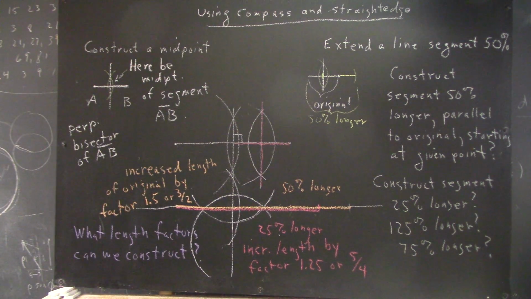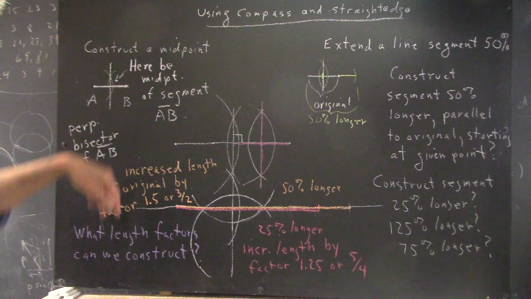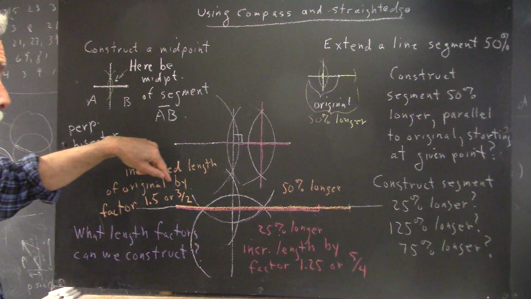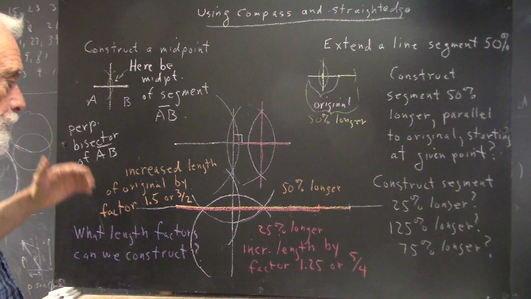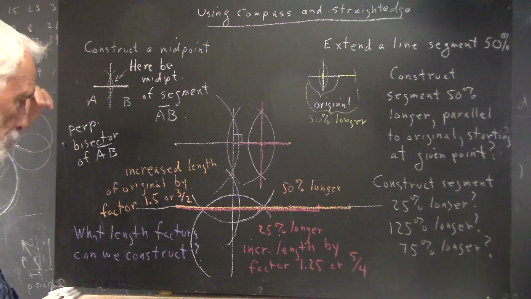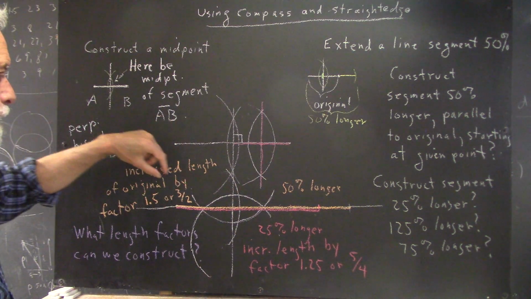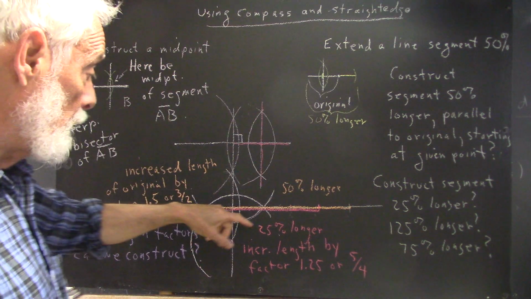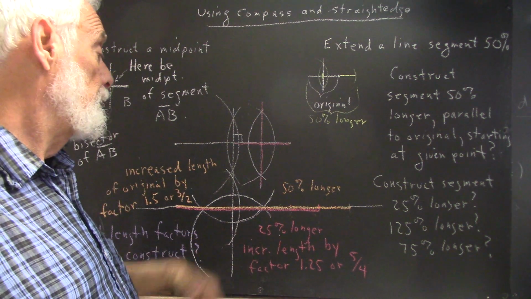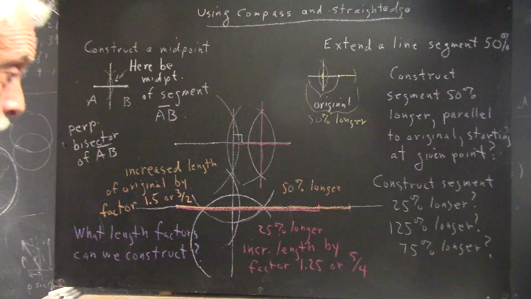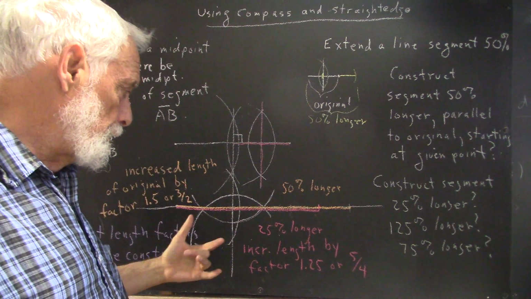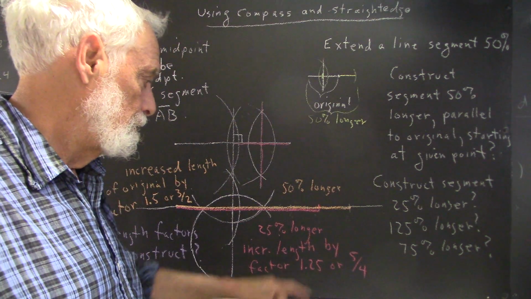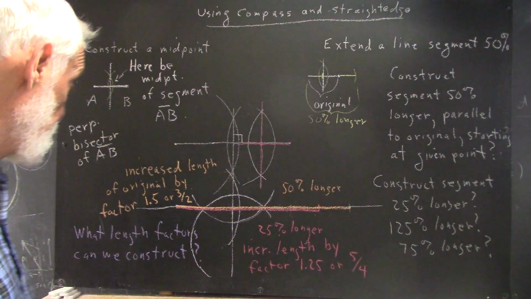Now we introduce a little terminology. We've increased the length of the original by factor 1.5, or 3/2. Now, factor means we multiply by. So if we say we increase something by a factor of 3/2, we're multiplying by 3/2. And if something becomes 25% longer, then it should be clear that we've changed the length by factor 5/4, 1.25 or 5/4.